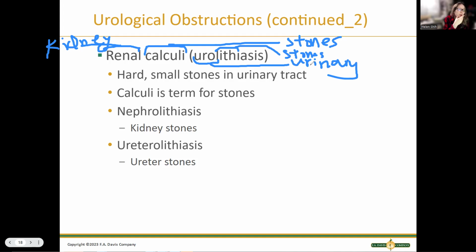So these are hard, small stones in the urinary tract. Calculi is a term for stones. And if the stone is forming in the kidney itself, it's called nephrolithiasis, which is more appropriately translated as kidney stones. If the stone occurs in the ureters, it's called ureteral lithiasis, which literally translates to ureter stones.